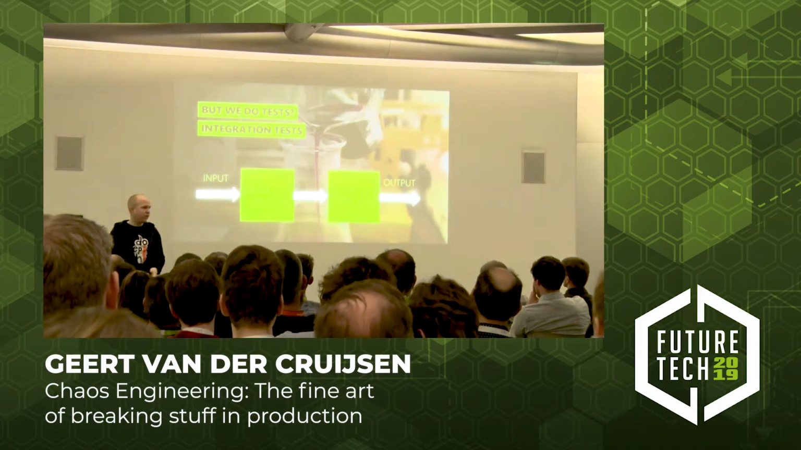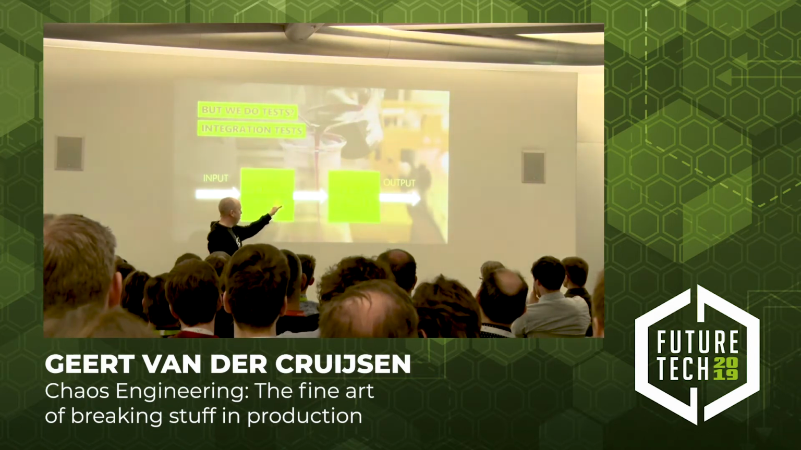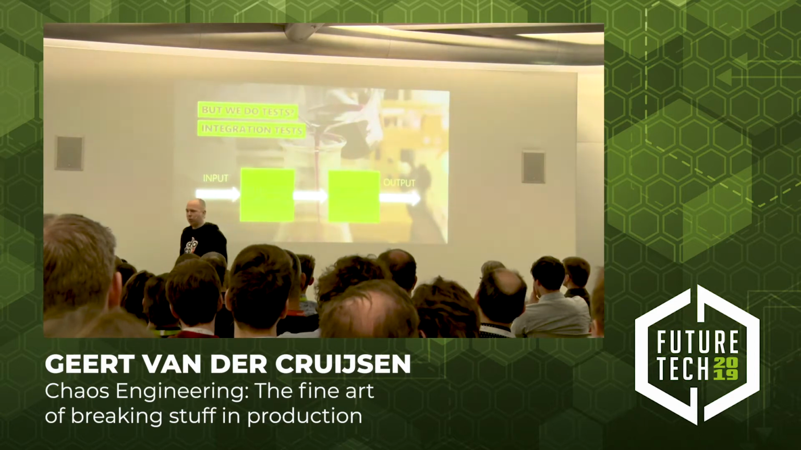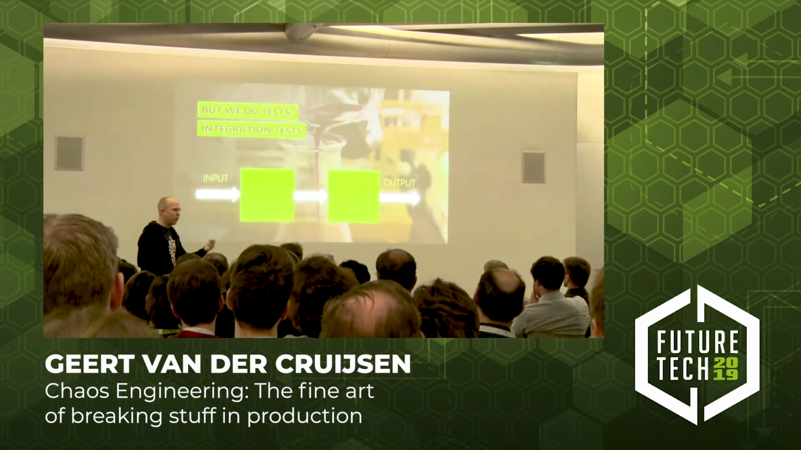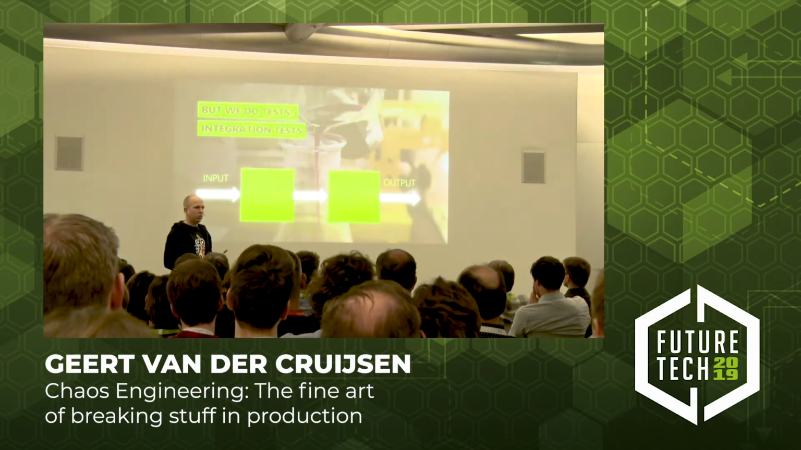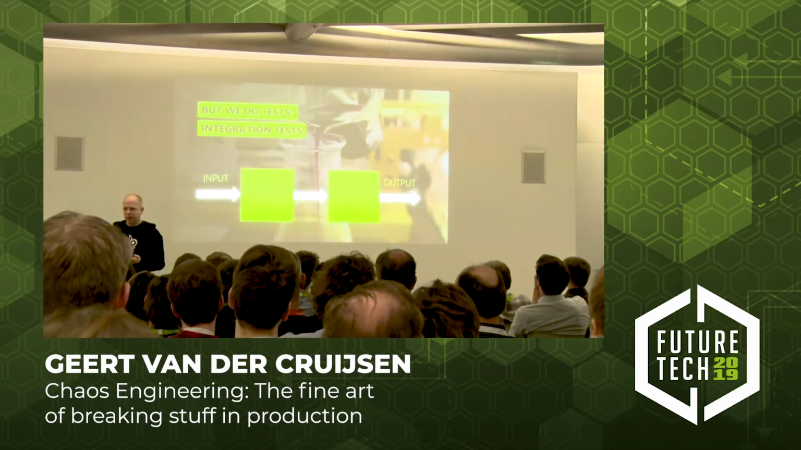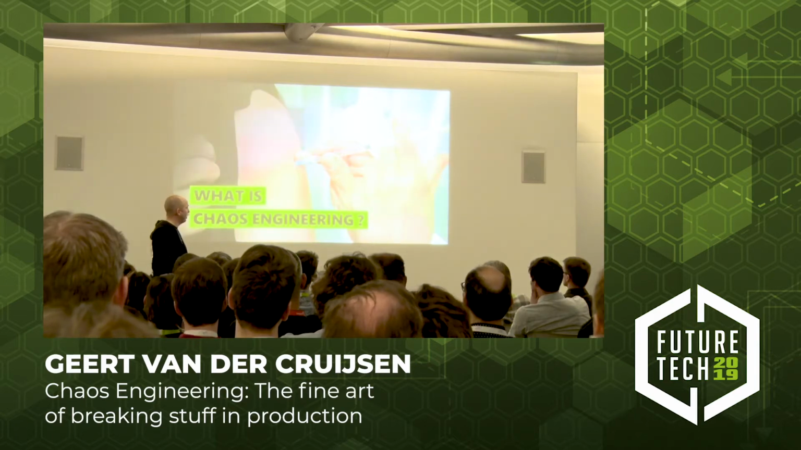Same for integration tests. It's a bit different, but we have some inputs, send them to one or multiple components, and then we expect a certain output again. That's only testing the knowns. When we're working with failures, we're working with unknowns. And that's really where chaos engineering comes in.